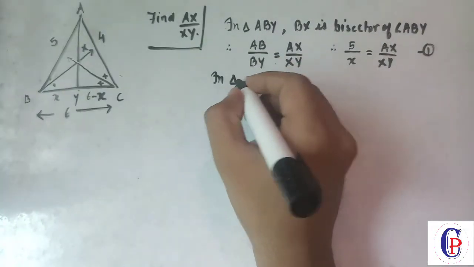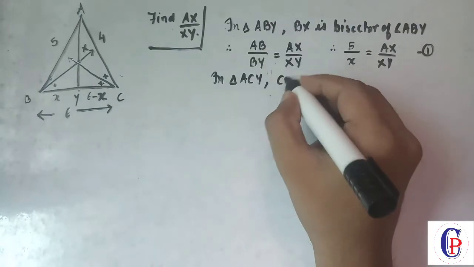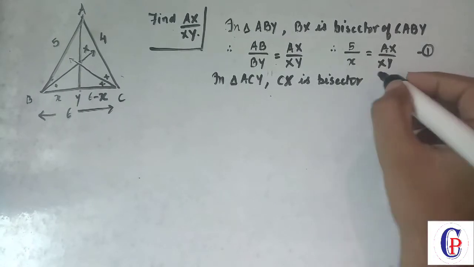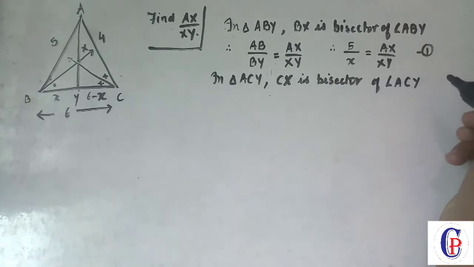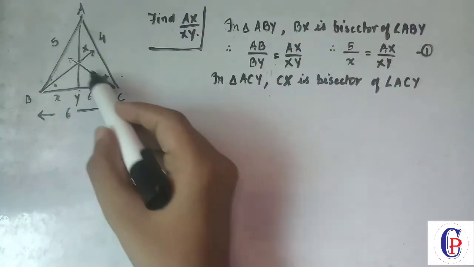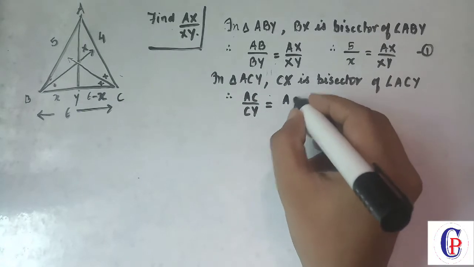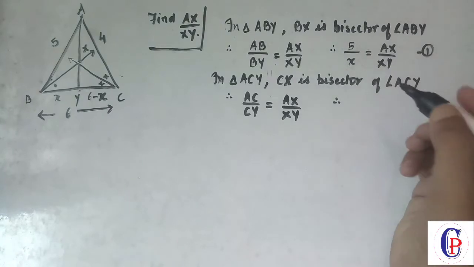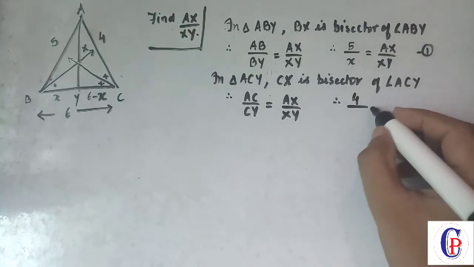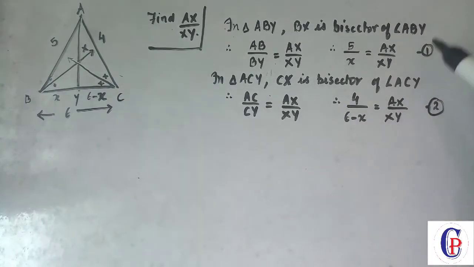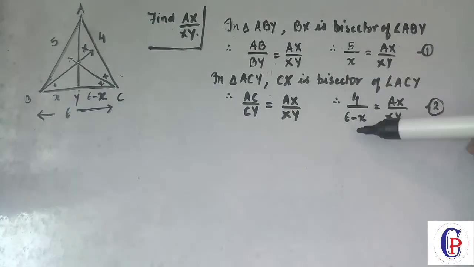Similarly, we can apply angle bisector in the second triangle. So we will say that in triangle ACY, CX is the bisector of angle ACY. So we can say that AC upon CY is equal to AX upon XY. So AC is 4, CY is 6 minus x, and we again get AX upon XY. So from 1 and 2, both the right sides are the same, so of course the left hand sides will also be the same.